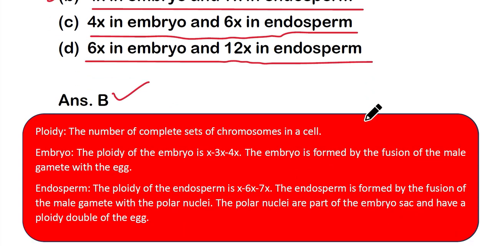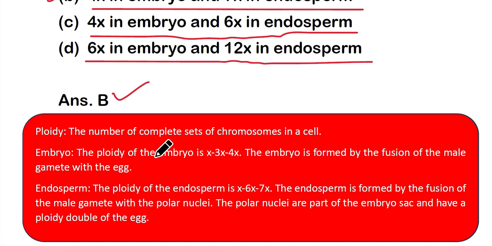So here we will see the calculation. Ploidy means the number of complete sets of chromosomes in a cell. The ploidy of the embryo is X plus 3X, that is 4X. So the embryo is formed by the fusion of the male gamete with the egg. The ploidy of the endosperm is X plus 6X, that is 7X. So the endosperm is formed by the fusion of the male gamete with the polar nuclei. The polar nuclei are part of the embryo sac and have a ploidy double that of the egg.